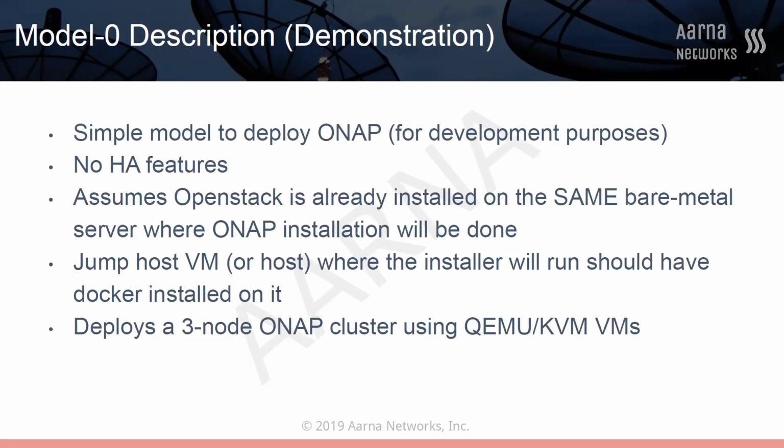So what we're going to show in the demo today is what we call a very simple model 0. This essentially deploys ONAP on a single server without any HA features, and it assumes that there is already an OpenStack installed on the same server. So it's essentially what we call an all-in-one, and it deploys it as a multi-node cluster. All the VMs inside the server form the Kubernetes cluster, and ONAP is deployed on that cluster. So that's the demo that we're going to show today.